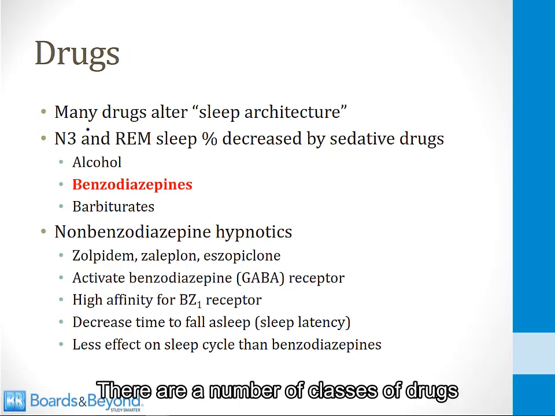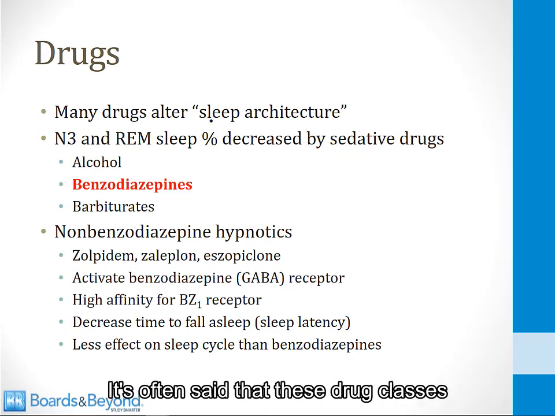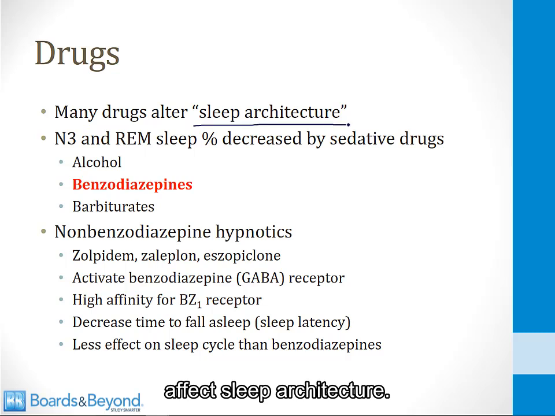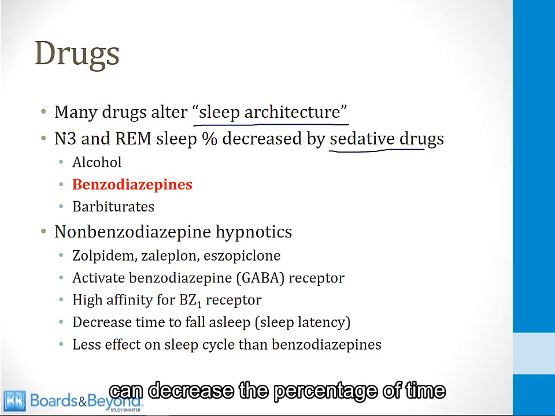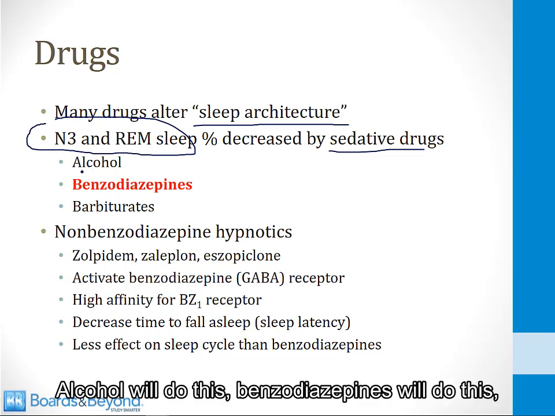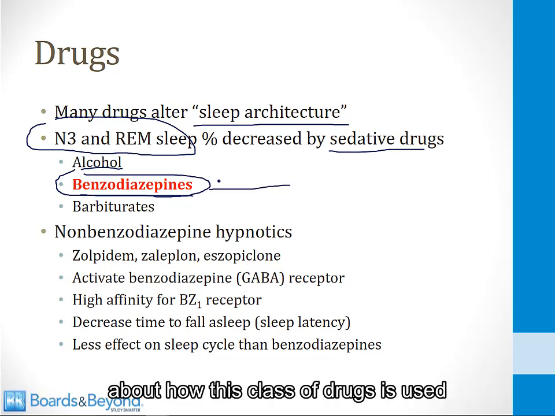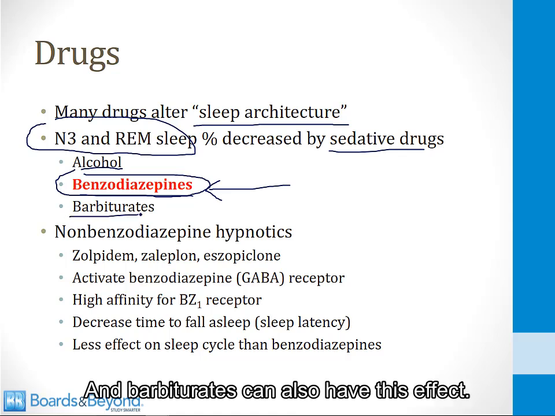There are a number of classes of drugs that can alter certain aspects of sleep physiology. It's often said that these drug classes affect sleep architecture. In particular, sedative drugs can decrease the percentage of time that is spent during sleep in N3 and REM. Alcohol will do this, benzodiazepines will do this, and I've bolded benzodiazepines because we'll talk later about how this class of drugs is used to treat some sleep disorders, and barbiturates can also have this effect.